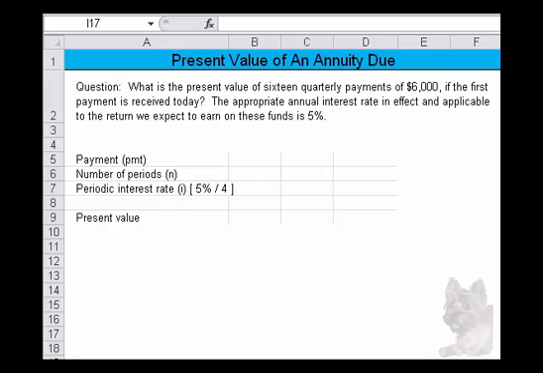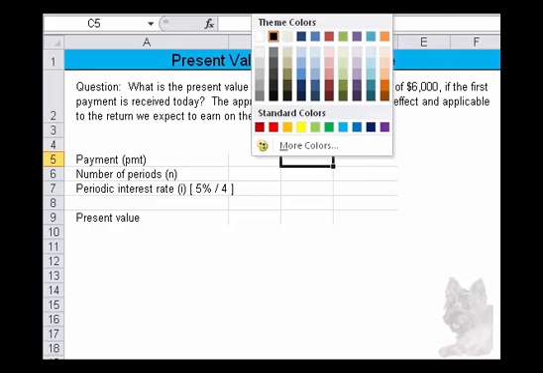Okay, let's go over this simple problem that illustrates how to calculate the present value of an annuity due. The question appears on the screen in front of you. What is the present value of 16 quarterly payments of $6,000 if the first payment is received today? The appropriate annual interest rate in effect and applicable to the return we expect to earn on these funds is 5%. Alright, now I've worked this ahead of time just to make the demo go quicker, so let me bring some information to light.